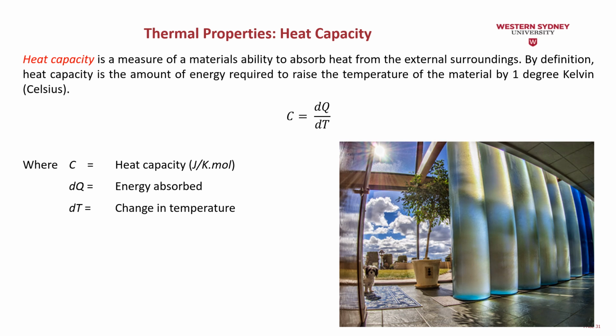So we start by talking first about the thermal or the heat capacity. The heat capacity is the measure of the material's ability to absorb heat from the external surroundings. By definition, the heat capacity is the amount of energy required to raise the temperature of the material by 1 degree Kelvin. So C is going to be the change in the energy absorbed divided by the change in the temperature, and the heat capacity is going to be in joule per Kelvin mole.